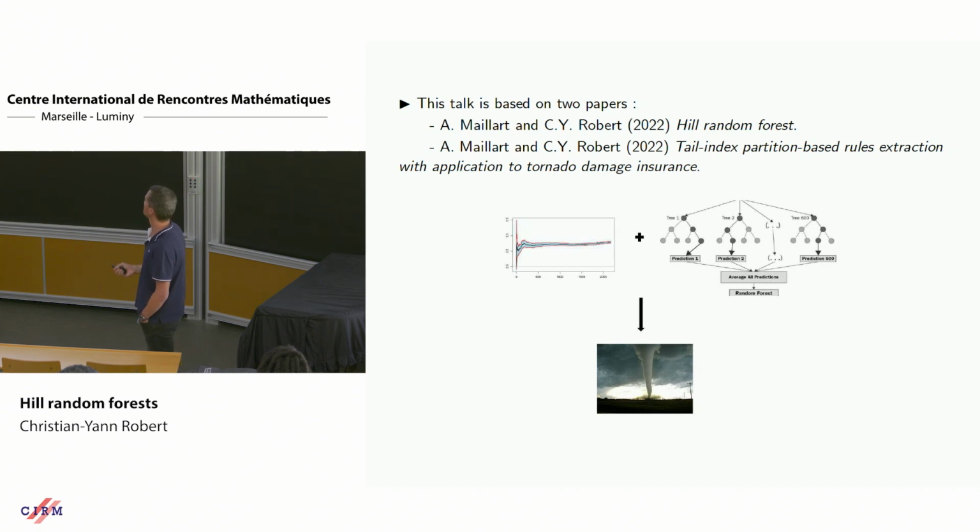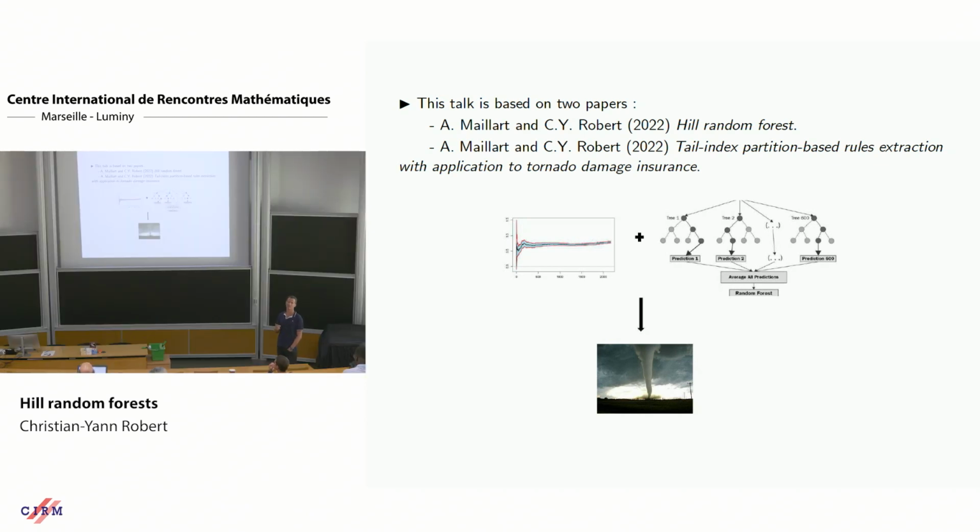The first paper is rather a mathematical paper where we try to provide some theoretical results. It is well known that machine learning algorithms are very efficient, but actually there are very few papers which give some theoretical properties of these algorithms. And here we will try to give a uniform consistency result for our estimator. The second one is more applied. We explain exactly what type of algorithm we use, and we also propose an application to tornado damage insurance.